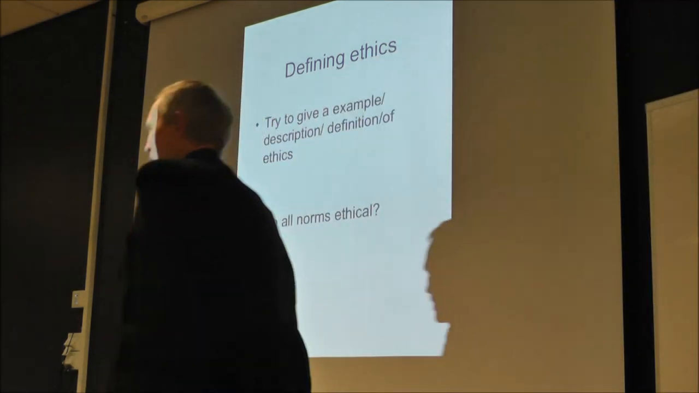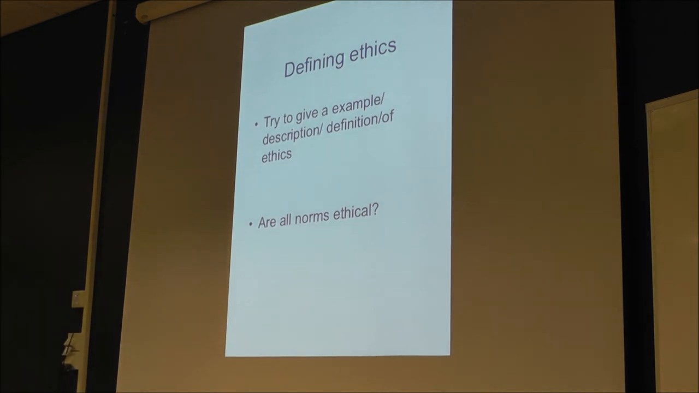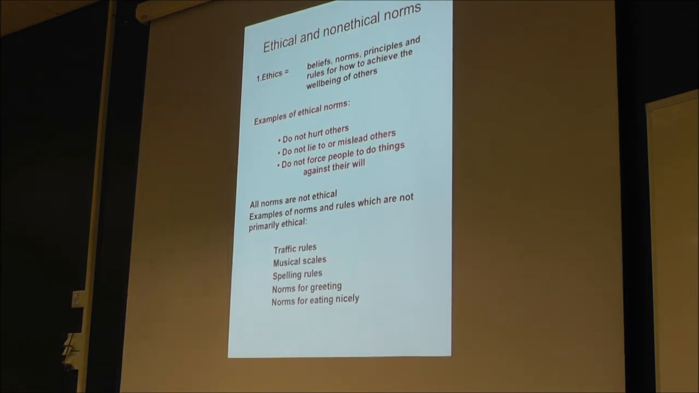Okay, I'll show you my suggestion for a definition. So I define it this way: beliefs, norms, principles, and rules for how to achieve the well-being of others. So here, it's central that it has to do with the well-being of others. What those others are, let's say we can primarily right now think of them as people, but we'll find that that's not entirely unproblematic. So examples of ethical norms: do not hurt others. Do not lie or mislead others. Do not force people to do things against their will. These are all ethical rules or principles.